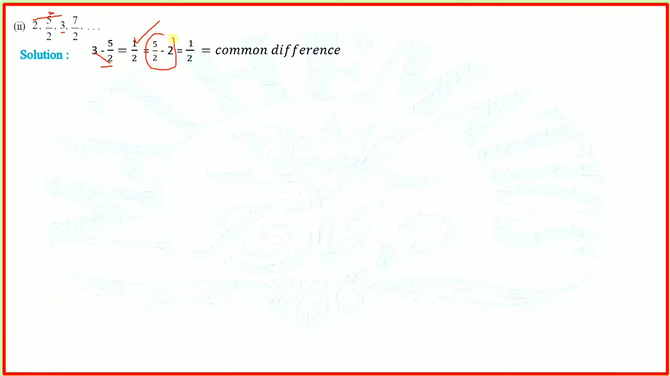Next part, second one: 2, 5 upon 2, 3, 7 by 2. We have to check whether it is an AP or not. So the third term, 3 minus 5 upon 2: 6 minus 5 over 2, which is 1 upon 2. And the second is 5 by 2 minus the first, which is 2: 5 minus 4 upon 2 is equal to 1 by 2. So as you can see, third minus second is equal to second minus first. So the difference is common.